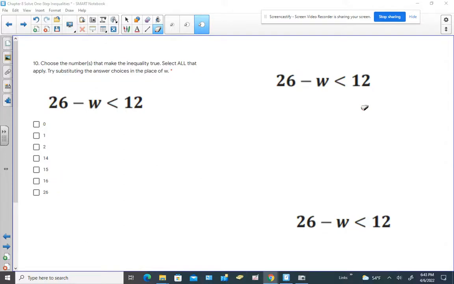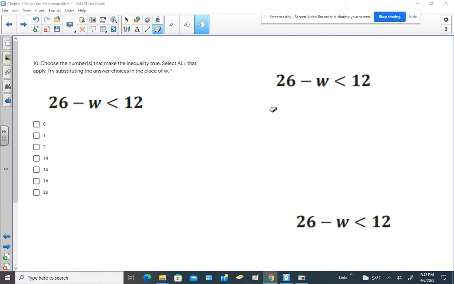It says choose the number or numbers that make the inequality true. Select all that apply. Try substituting the answer choices in the place of W. We could use algebra, but the reason that sixth graders might not try using algebra is because we simply don't have the skill to do a question like this.